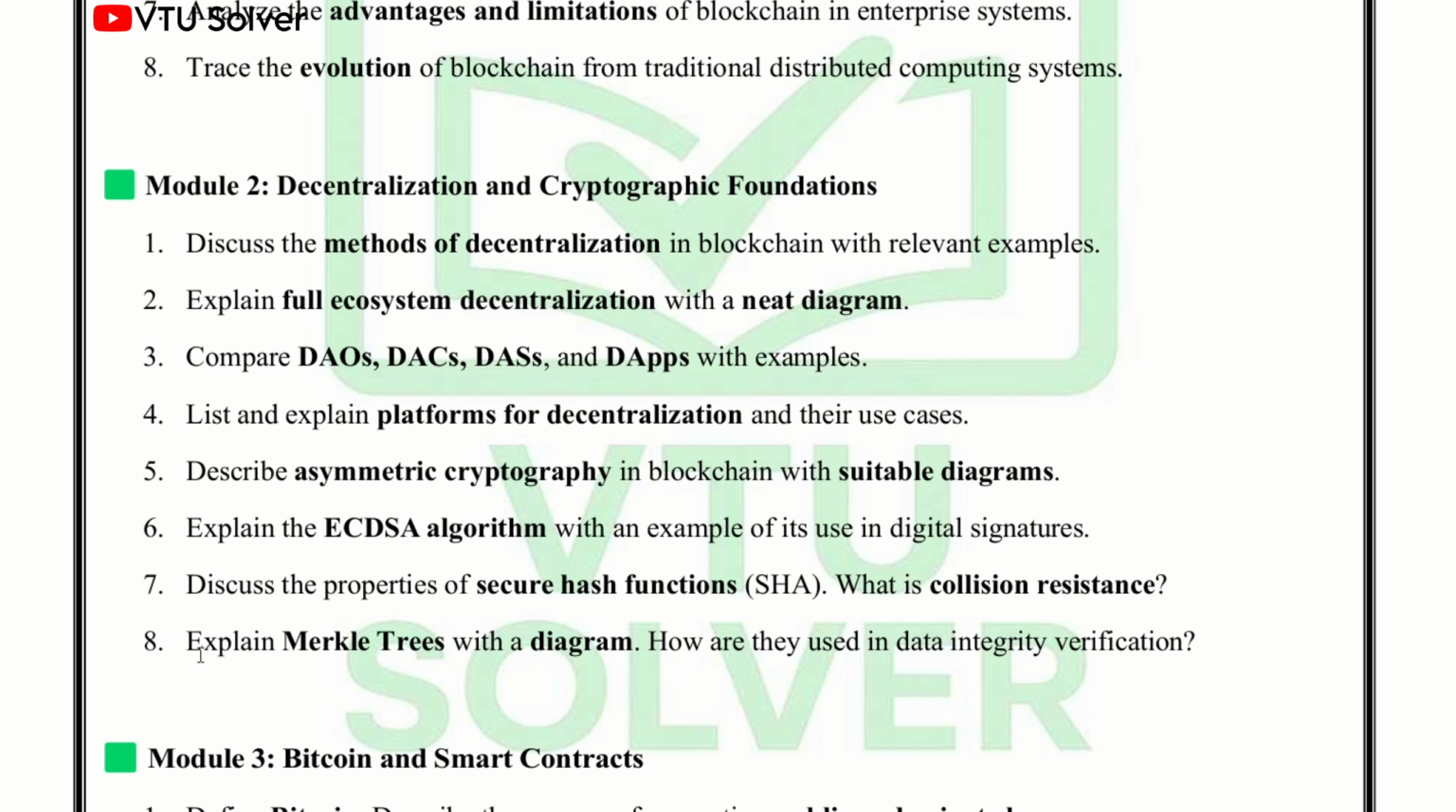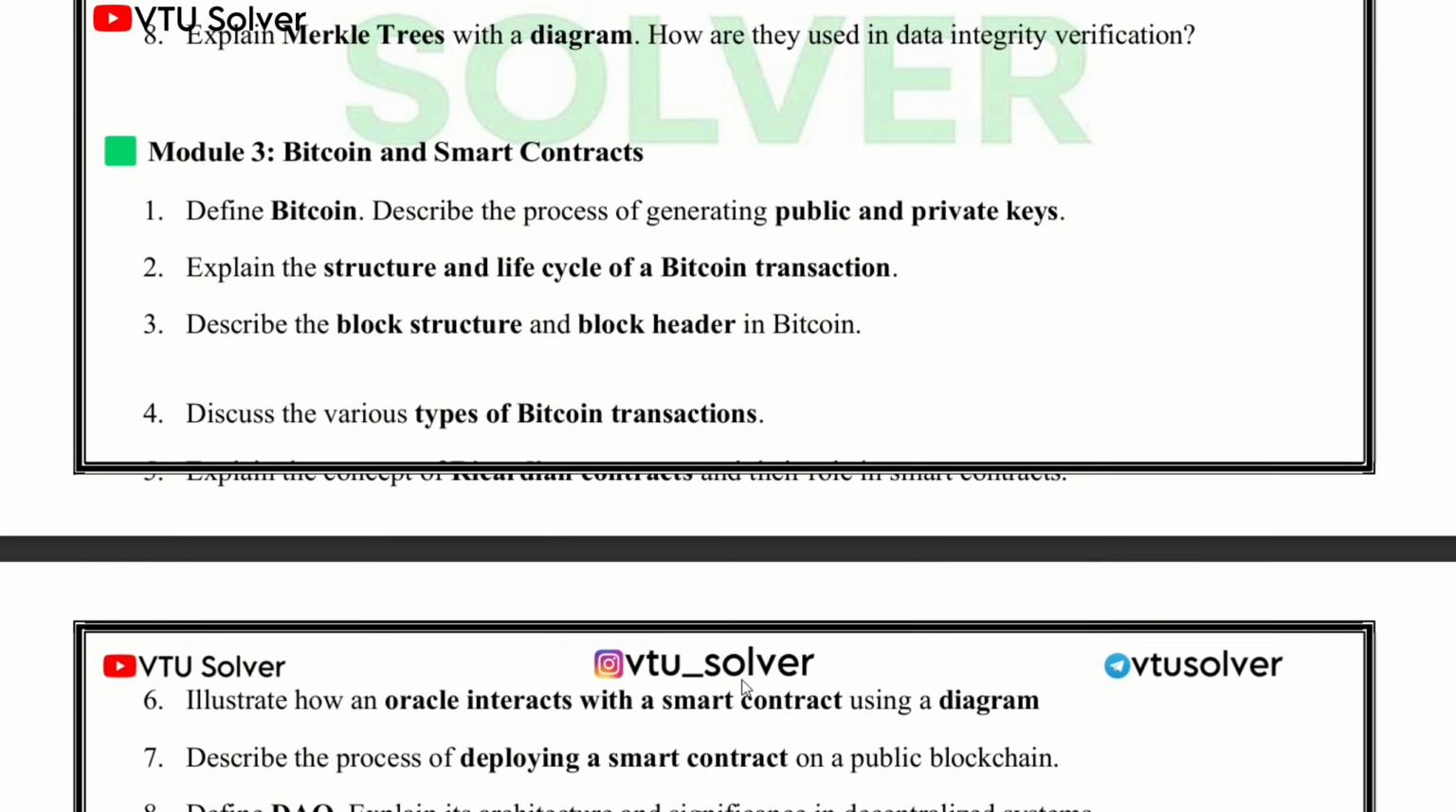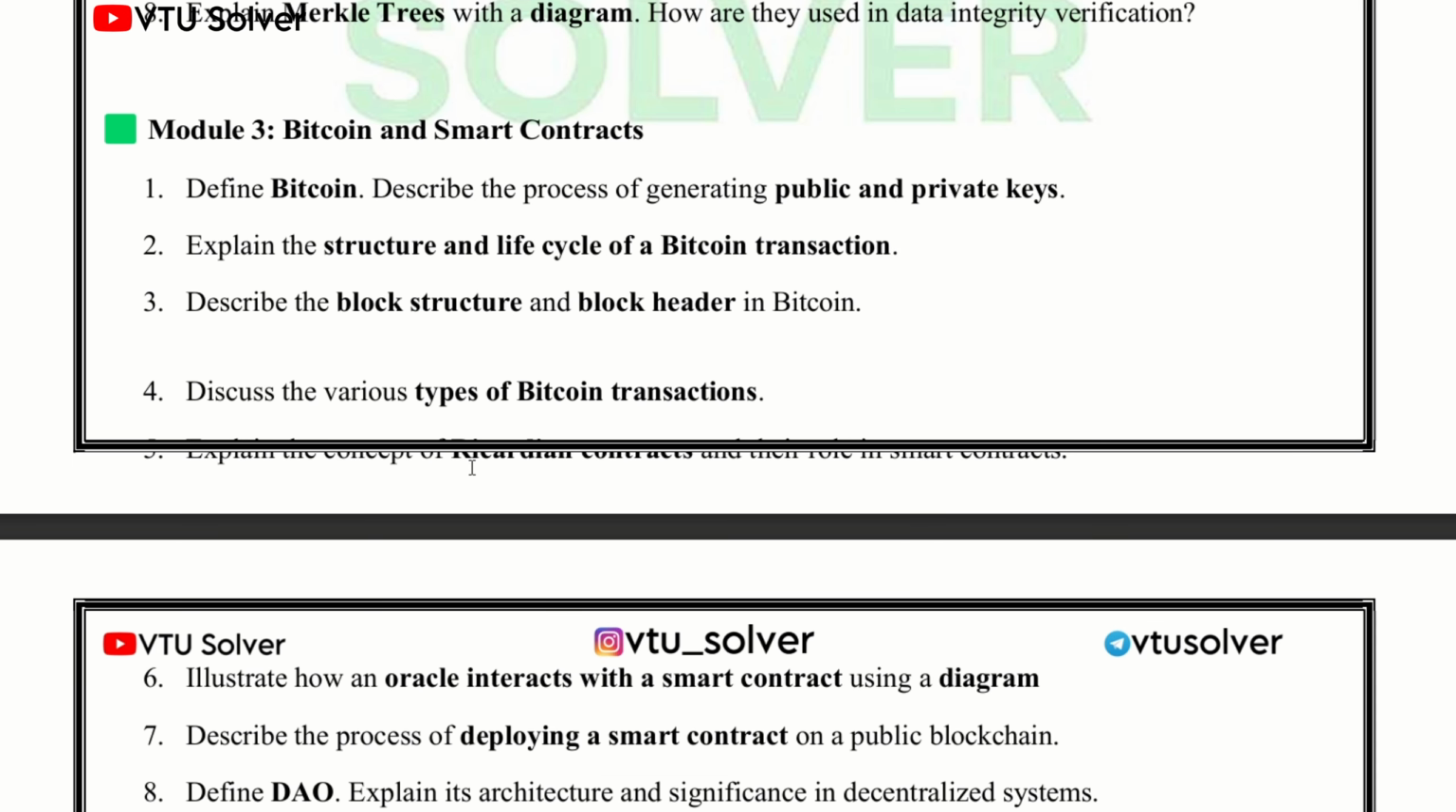Eighth question. Explain Merkle tree with a diagram, how they are used in data integrity verification. These are the important questions from Module 2. Module 3. There are also 8 questions important in Module 3.